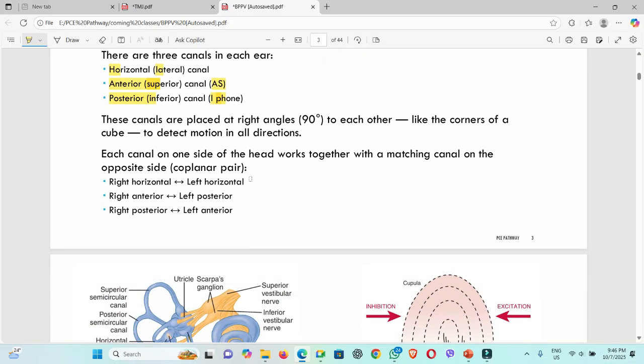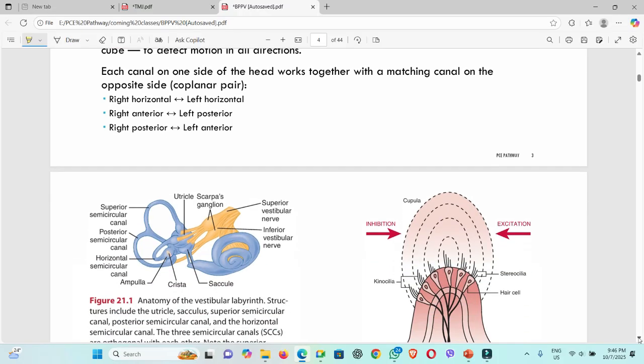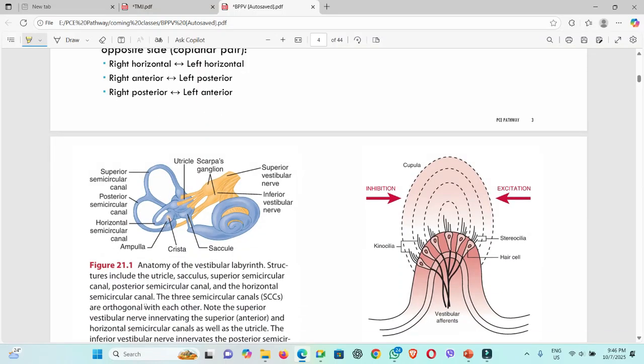These canals are placed at right angle, 90 degrees to each other, like the corners of a cube, to detect motions in all directions. Here we can see in the picture: horizontal canal, posterior canal, superior canal. AS, this is anterior canal, right? Posterior is I, inferior canal.